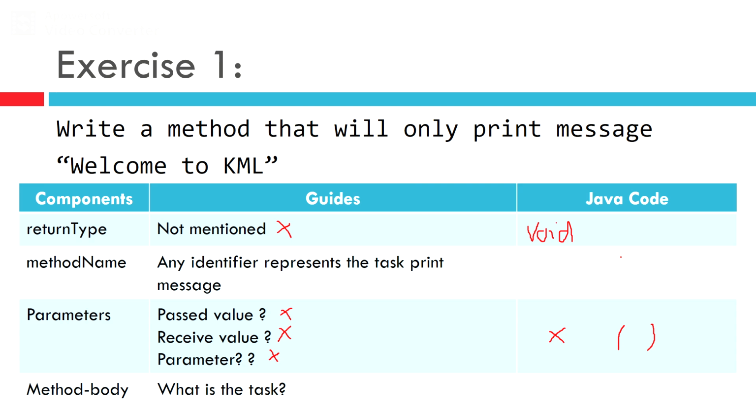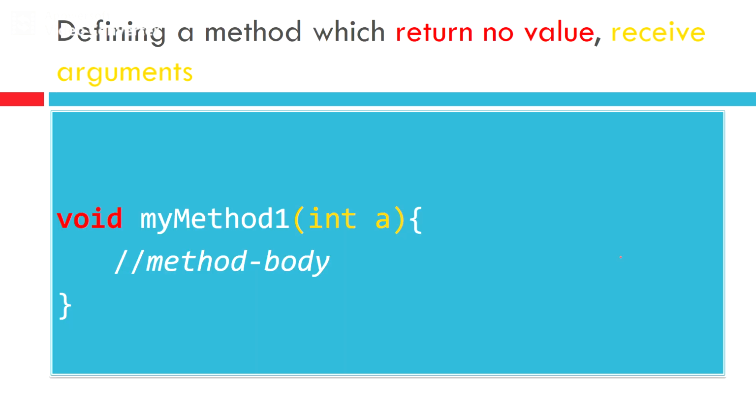Right? Okay. Now, let's continue with the second type of method definition. Defining a method which returns no value but receives an argument. Because it does not return any value, once again, the return type of this method is void. Receive arguments, so you have at least one parameter.